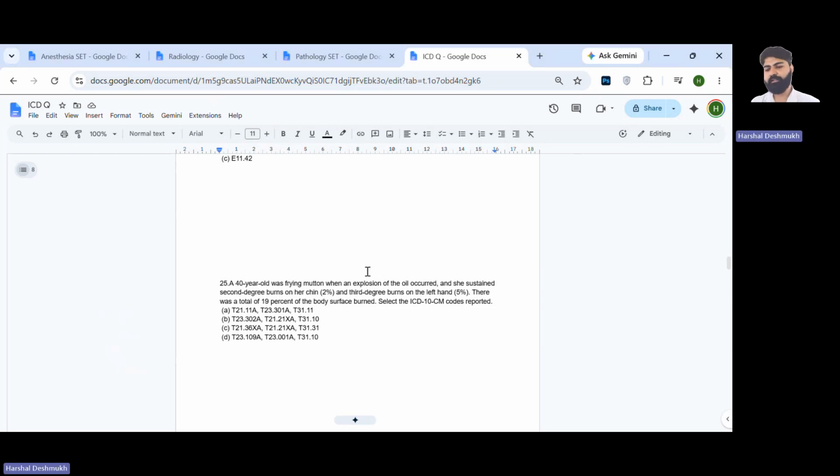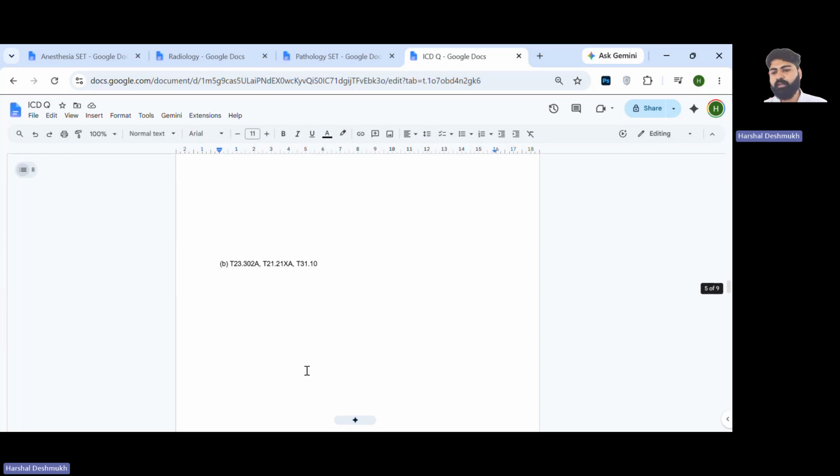All right, the correct answer to this question is option B, that is T23.302A, T31.10, and T32.1, T21.21XA. There you go. Moving on to the next question.